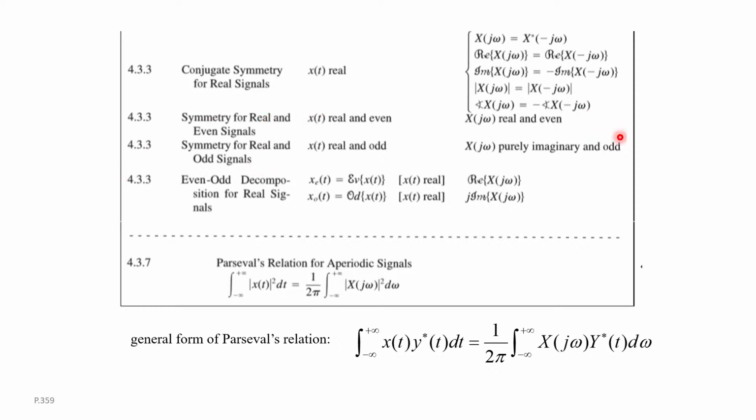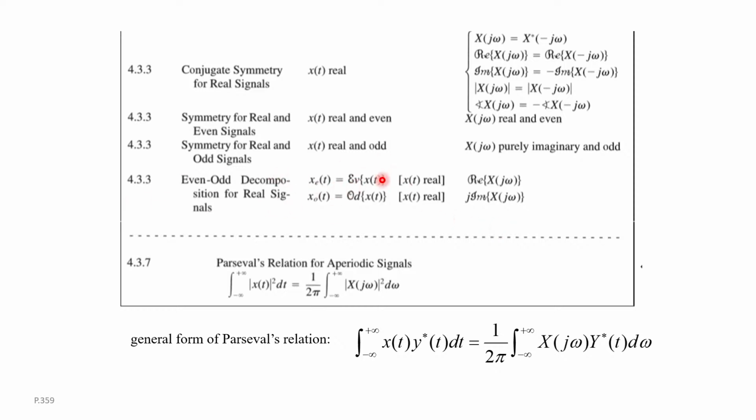Then also there are a whole bunch of properties if you think about even and odd. If x(t) is even, then big X(ω) is going to be even, and if x(t) is odd, then big X(ω) is going to be odd. Then you combine with the real or imaginary properties, and you get a whole bunch of properties. And because of this, you have an even-odd decomposition.